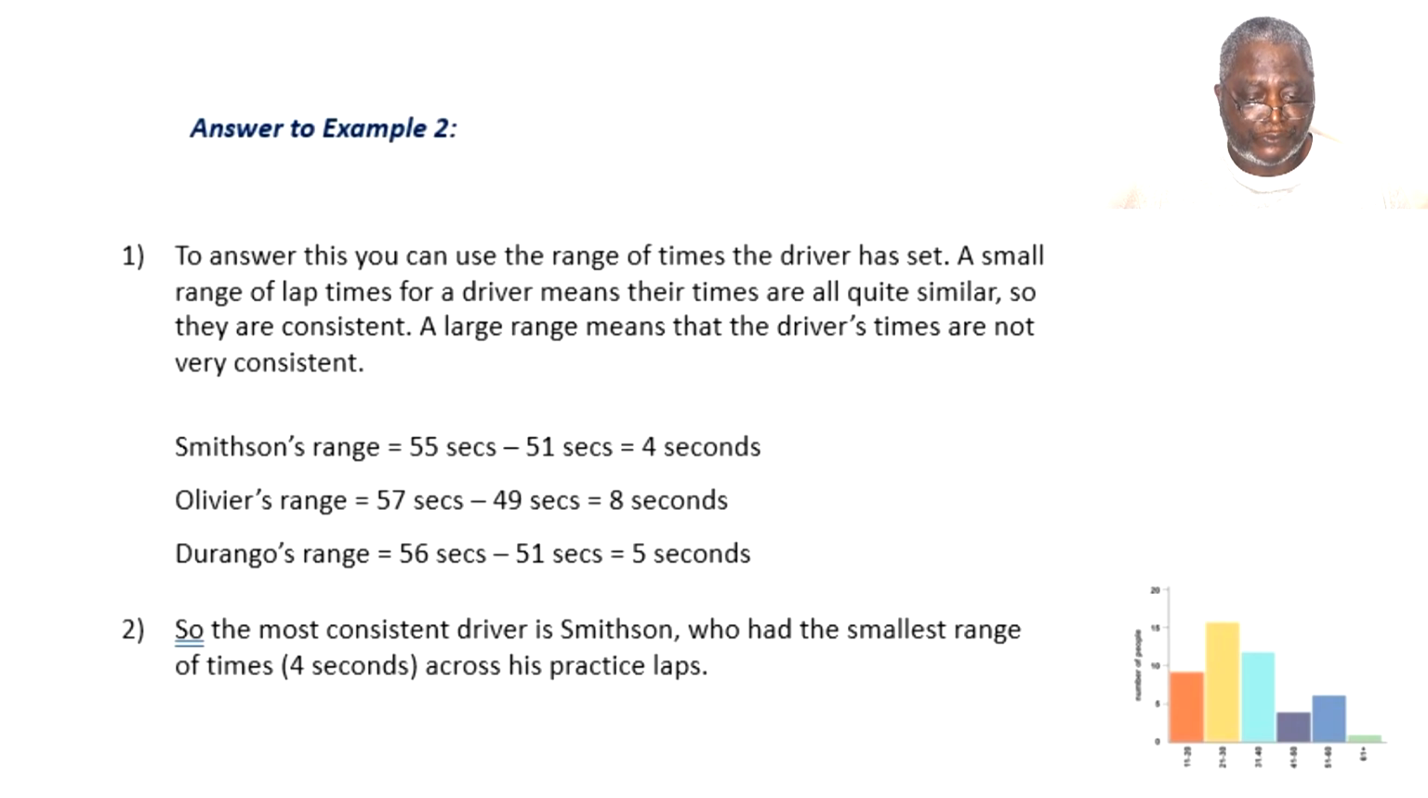Smithson's range is 55 seconds minus 51 seconds, which is 4 seconds. That's the largest and the shortest time. Oliver's range is 57 seconds minus 49 seconds, which is 8 seconds. And then Durango is 56 seconds minus 51 seconds, which is 5 seconds. So on the basis of that, you can see which one is most consistent, which is Smithson's. So he's made some very good progress.